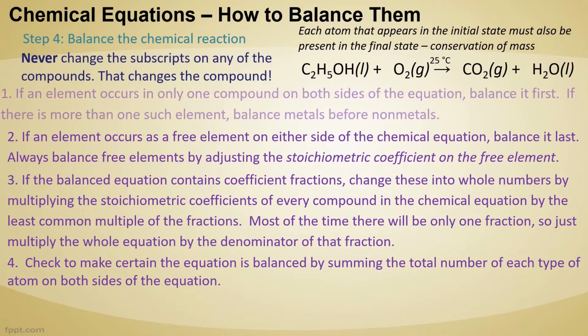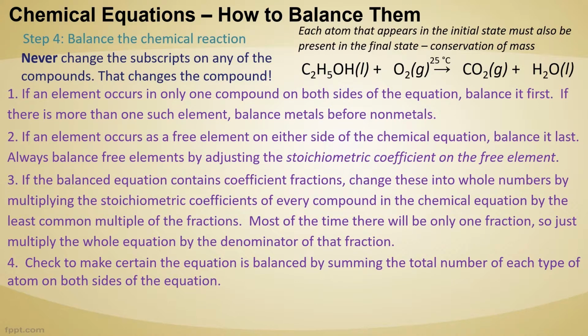For our ethanol combustion reaction, we see that carbon shows up in the ethanol and the carbon dioxide, and the hydrogen atom shows up in the ethanol and water. So carbon and hydrogen atoms show up on both reactant and product sides of the equation. Which do we balance first, the carbon or the hydrogen? Well, I tend to always do the heavier and more metallic elements first. So we'll balance carbon first, then the hydrogen. We also need to notice that oxygen is a free element all by itself on the reactant side.